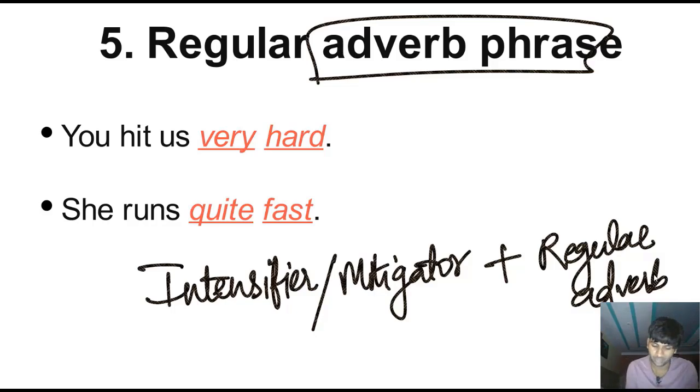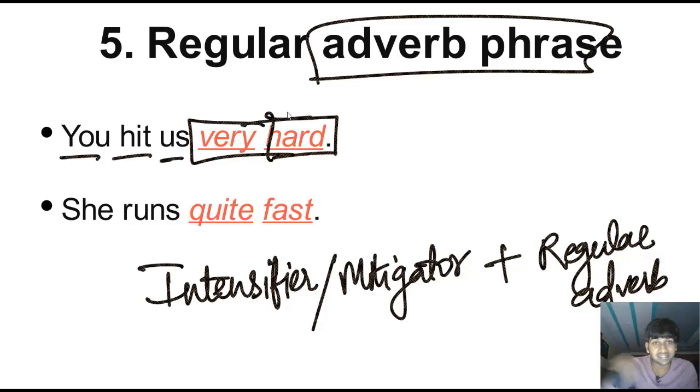All right, so you hit us how hard? You hit us hard. You hit us very hard. So very is intensifying the meaning of the word hard. So hard is an adverb, very is modifying this. It is also working as an adverb. Together it's an adverb phrase, very hard. You hit us how? Very hard, right? So it's an intensifier plus adverb.